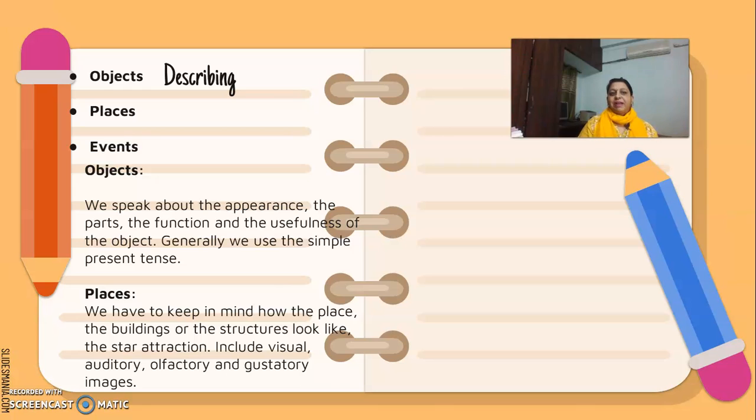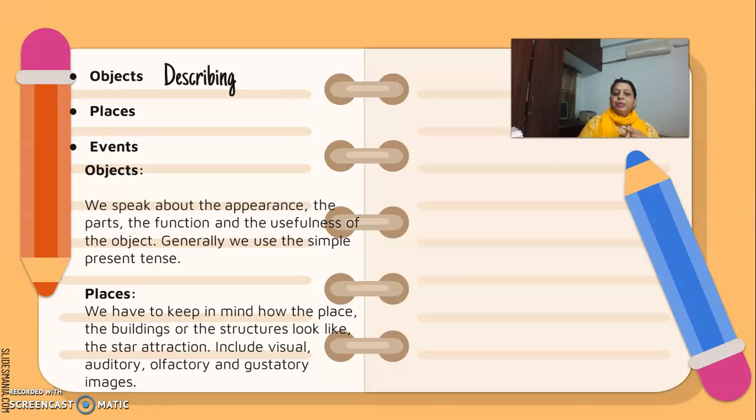So generally when we are describing, we describe objects, places, events, and even people. Here we'll deal with these three that I have mentioned here. We speak about objects. So the appearance comes first, then the different parts of the object, the function and usefulness of the object. For example, if we talk about a laptop, so how does it look like? What are the different parts? What are the functions? And what is the usefulness of the object to us? And generally we use the simple present tense to describe.